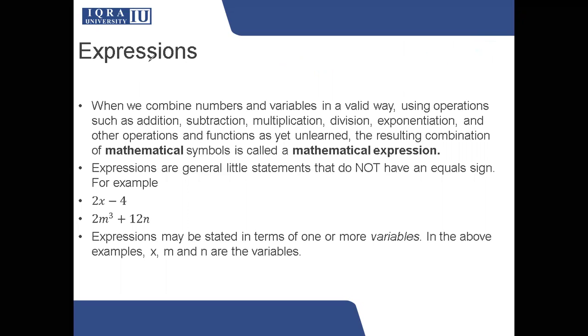So let's get back to what we were talking about, expressions. Whenever I am performing some operations and combining variables and numbers, that's when I get an expression. So expressions are general little statements that do not have an equal sign. For example, 2x minus 4, right? Or for example, 2m cubed plus 12n, right? Now, you'll see it's getting exponentiated. This is what it means, power 3. There are orders, there's addition, there's multiplication, 12 times n, but there is no equals to sign, so this is an expression.